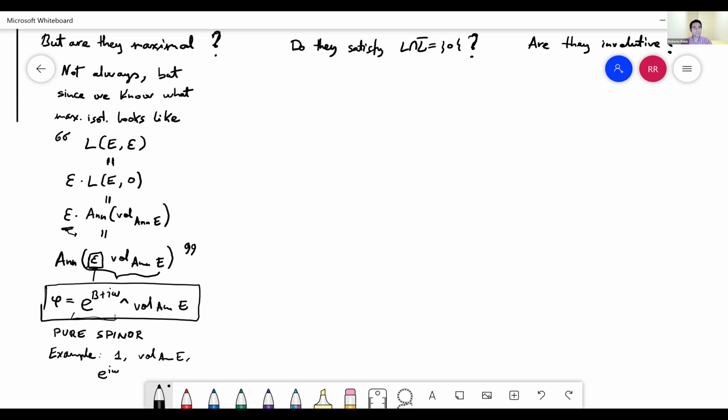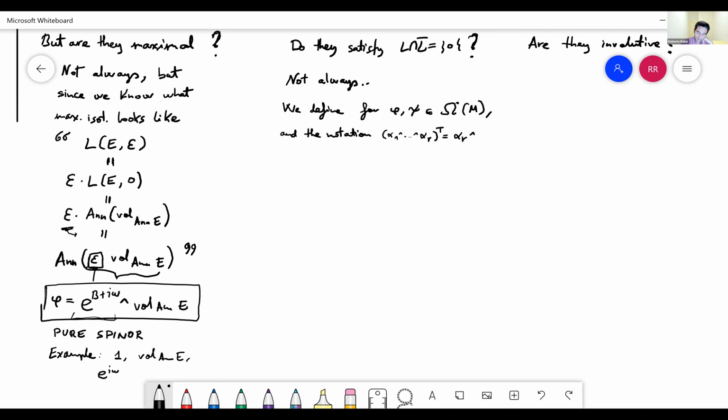Now do they satisfy this condition L intersection L bar equals 0? Again, not always, but I can express when they satisfy it. And for this, you have to introduce some pairing on the spinors. So we define, for 2 differential forms in here, first of all, the notation T for the reverse operation, which is just, if you give me a form like alpha 1 through alpha r, then if I do the T, that means I have alpha r through alpha 1.